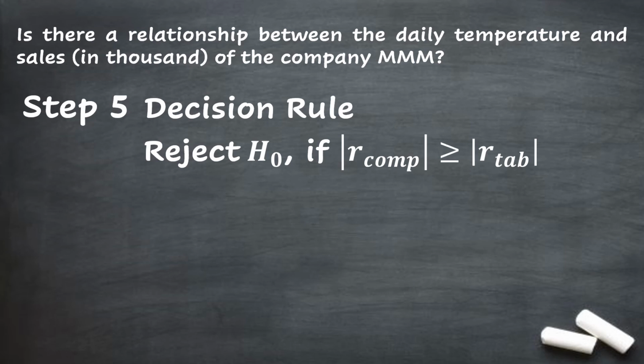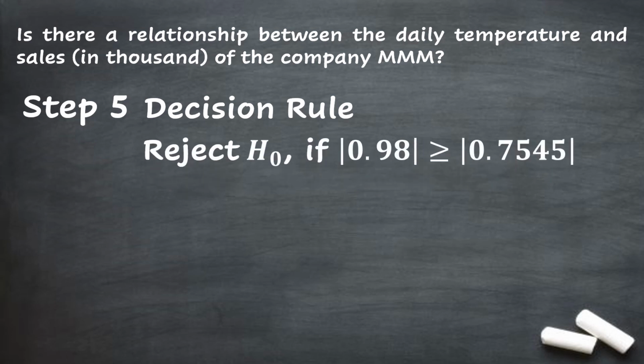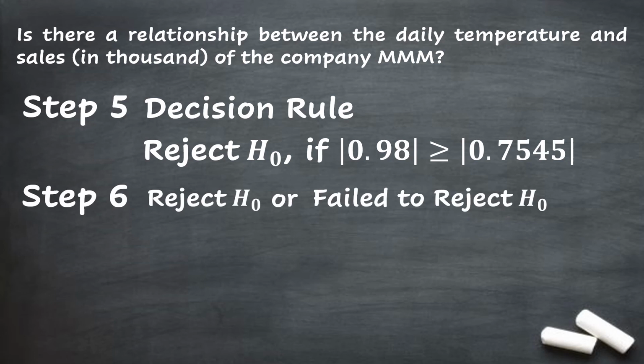Substituting the values for R computed and R tabular, our decision rule will be reject null if the absolute value of 0.98 is greater than or equal to the absolute value of 0.7545. Step 6, identify if we have to reject the null hypothesis or we fail to reject the null hypothesis.